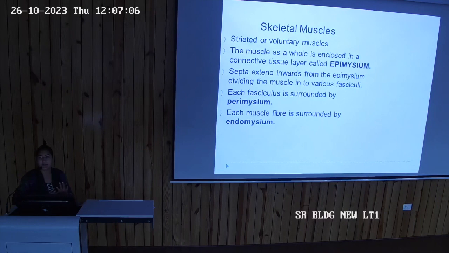In general anatomy, we have already discussed the coverings of the skeletal muscles: epimysium, perimysium, and endomysium. The covering of a whole muscle is the epimysium. Then comes the perimysium, which covers the fasciculi, and the endomysium covers a single fiber. A collection of single fibers makes the fasciculi, and bundles of fasciculi make a muscle. So the innermost is endo, then peri, and then epi.